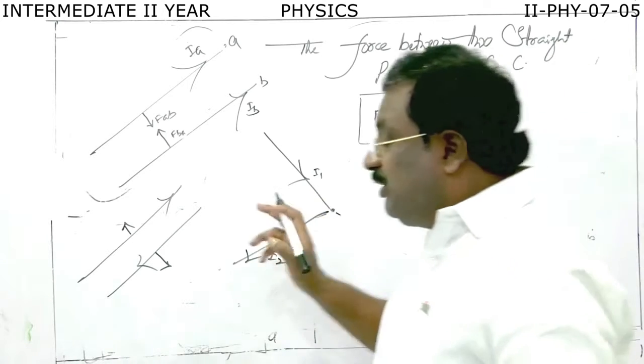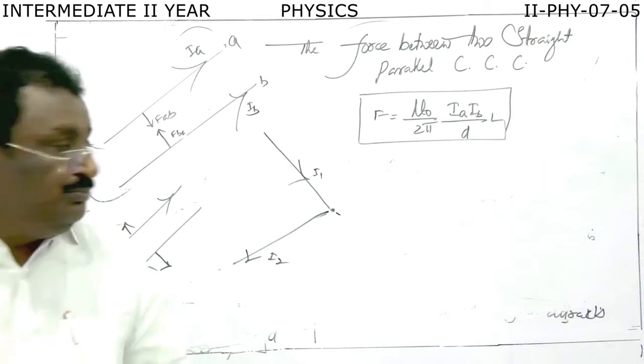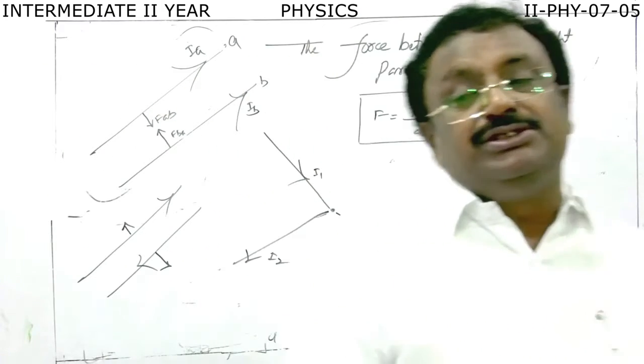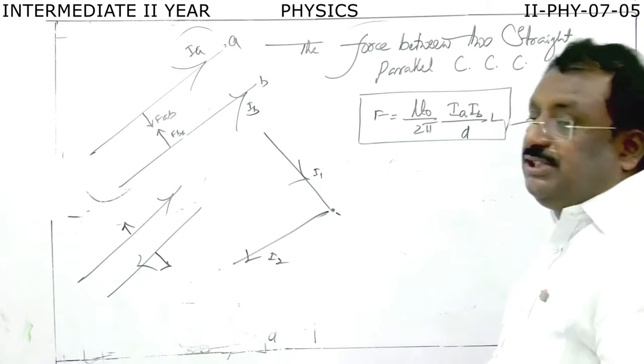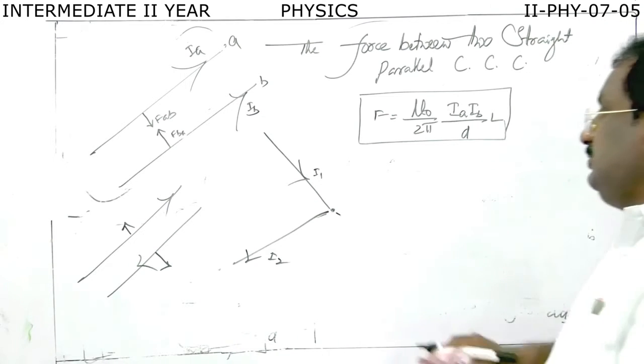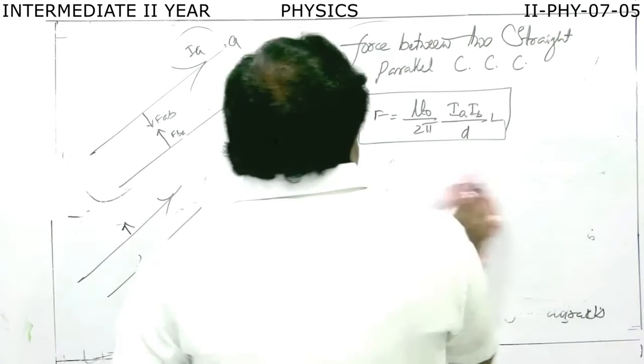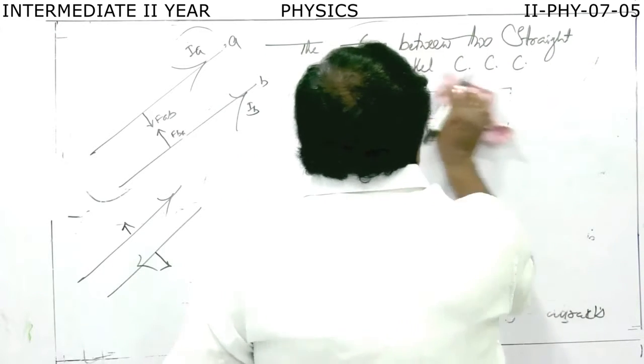Now what happens? The force between them is repulsive. Attraction means the forces act inwards, and repulsive means both forces are acting outwards. Now we can write the same equation for our convenience. Instead of AB, you write like this.